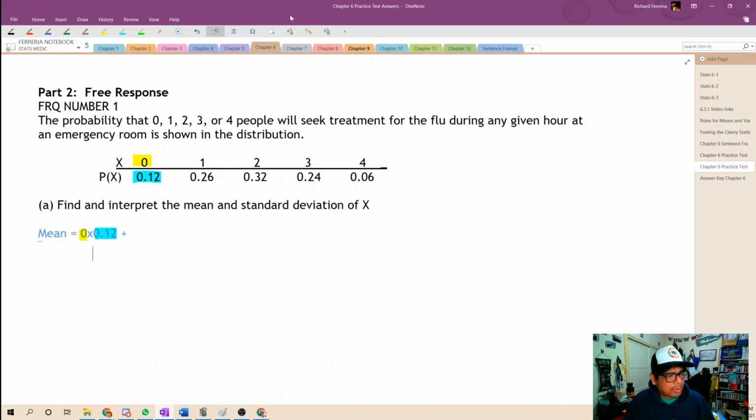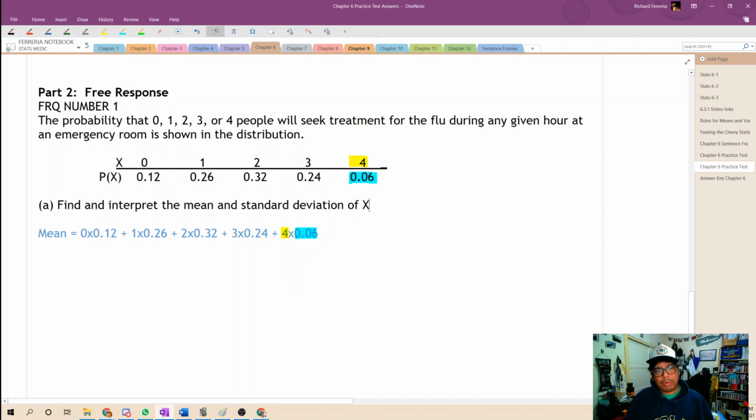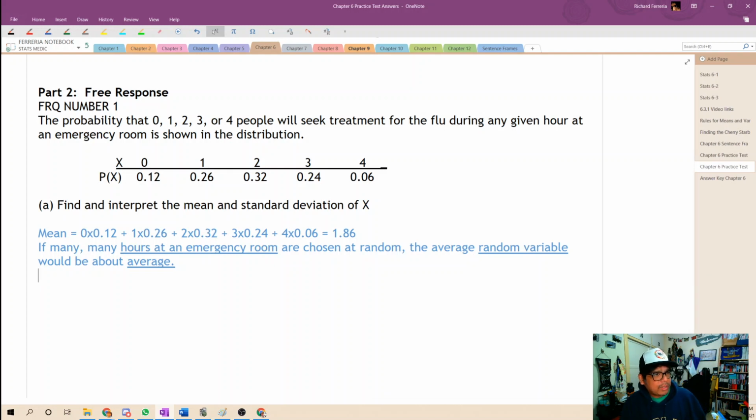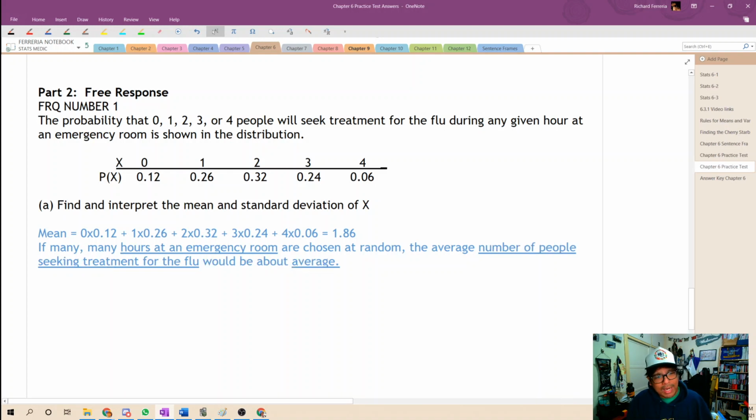We've got the mean equal to 0 times 0.12 plus 1 times 0.26 plus 2 times 0.32 plus 3 times 0.24 plus 4 times 0.06, which is 1.86. We'll use our sentence frame: if many, and we're looking at hours in an emergency room, and if they're chosen at random, the average, and we are counting the number of people seeking treatment for the flu, and that would be about 1.86.